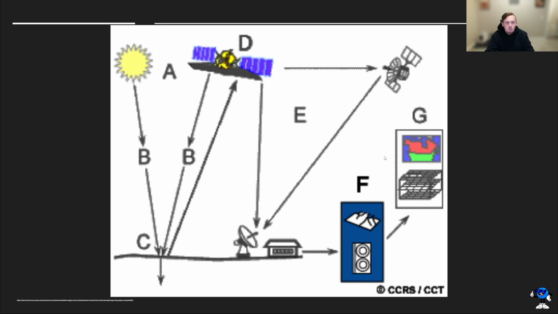Interpretation and analysis of remote sensing imagery involves the identification and/or measurement of various targets in an image in order to extract useful information about them. Some of these are energy source, radiation and atmosphere, interaction with the target, recording of energy, transmission, reception and processing, interpretation and analysis, and application.